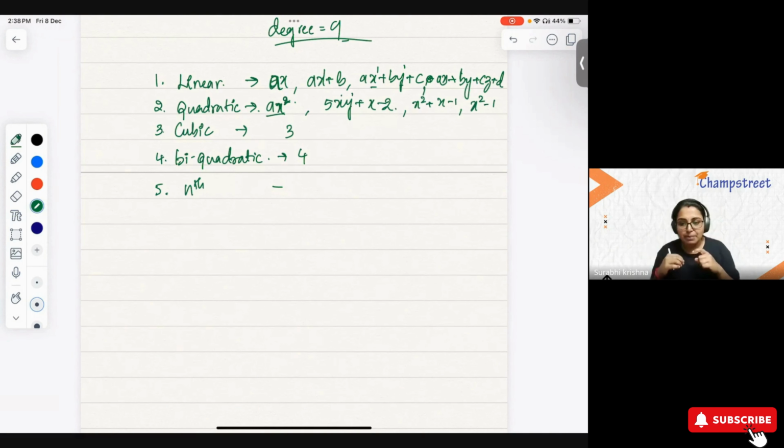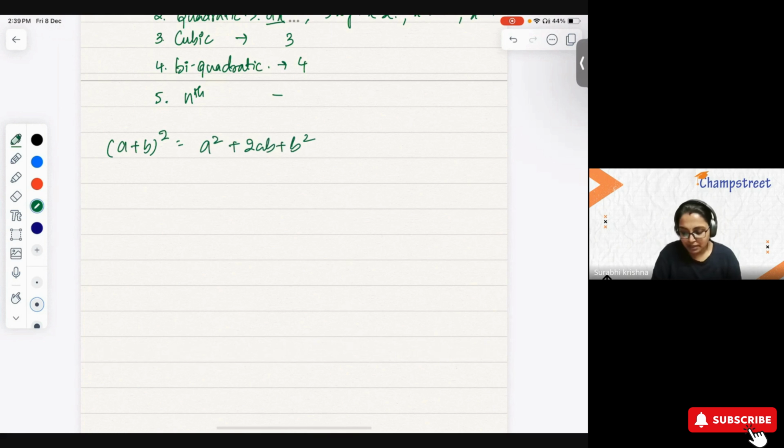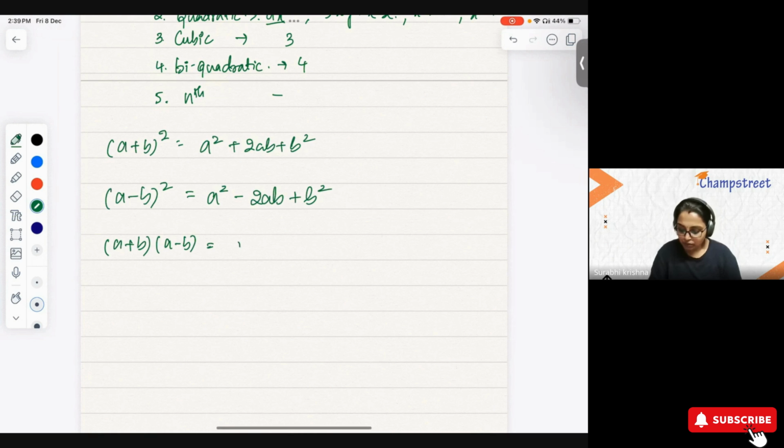So before we wrap up the video, we have one small thing. We are going to derive the identities, the main identities which we'll always remember in mathematics, right? So a plus b whole square is equal to a square plus 2ab plus b square. a minus b whole square is equal to a square minus 2ab plus b square. And a plus b into a minus b is equal to a square minus b square.